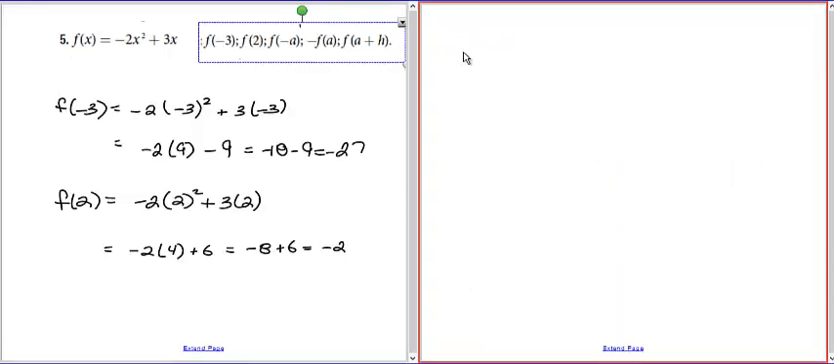Then we have f of negative a. So here, you know, we're substituting a variable in. And so negative a gets substituted in.